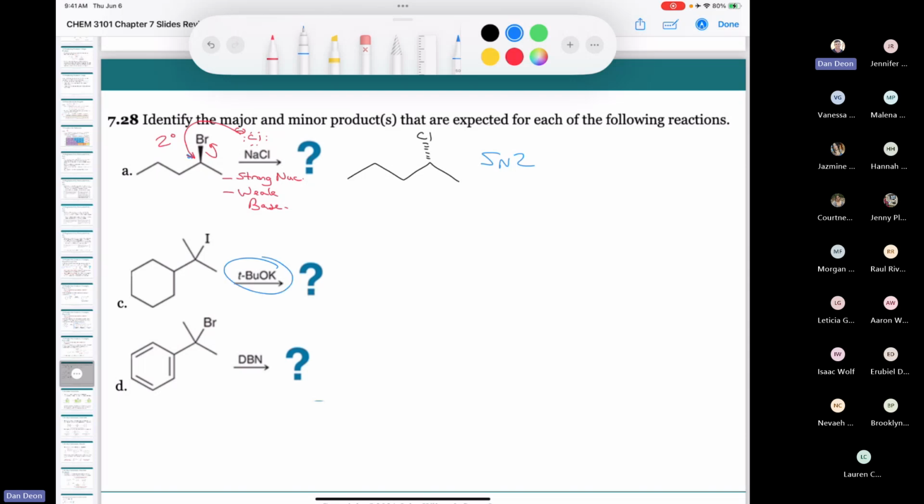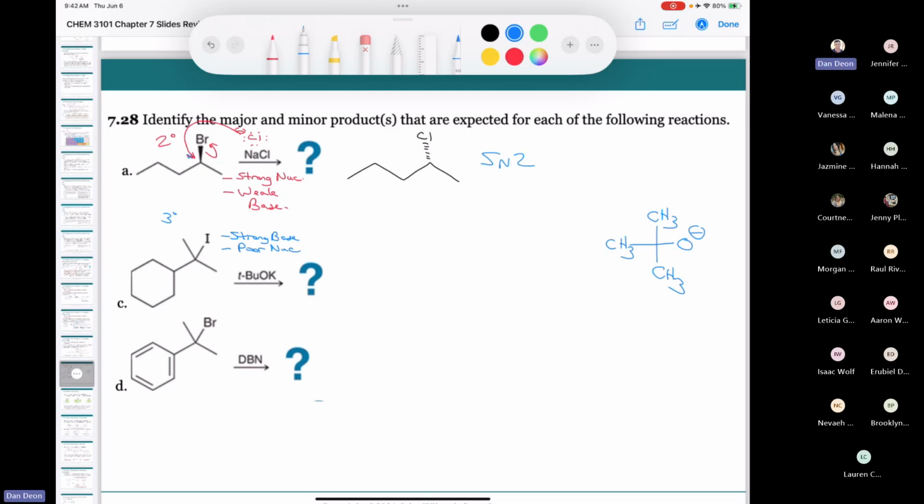So t-butoxide, right? We think of alkoxides as being good nucleophiles, but t-butoxide is just so darn big. You've got these big methyl groups over here, so that's a really hindered base. So is it a good nucleophile? No. Is it a good base? Yes. So we have a strong base, poor nucleophile. Okay, and then we have a tertiary alkyl halide.